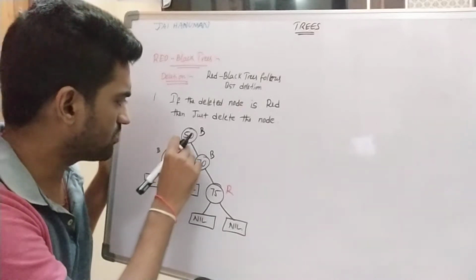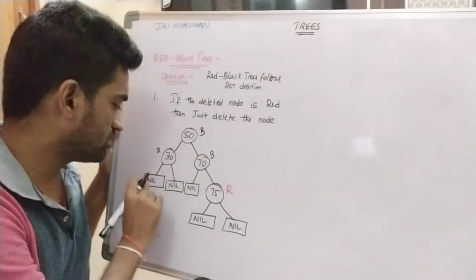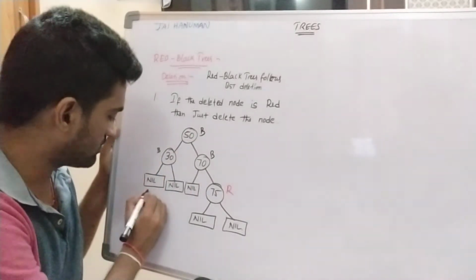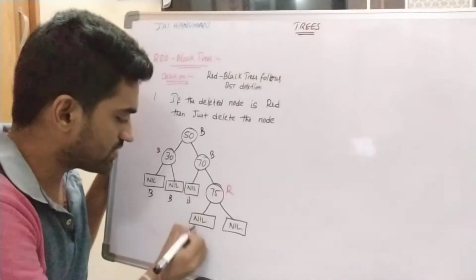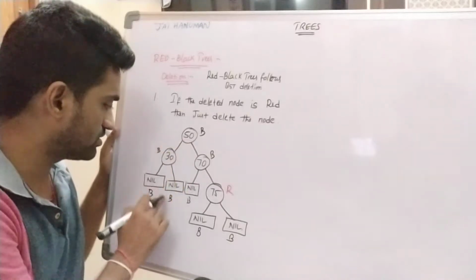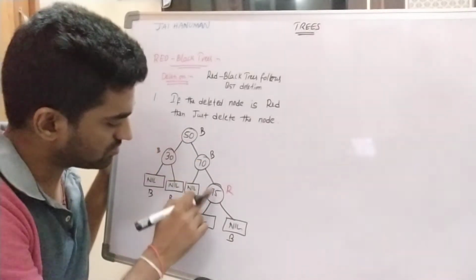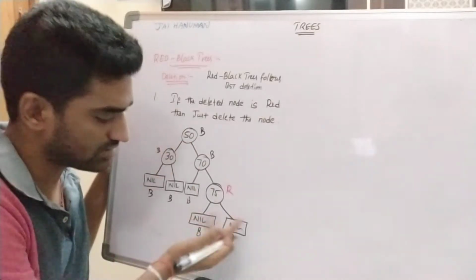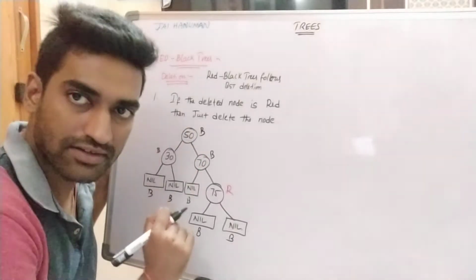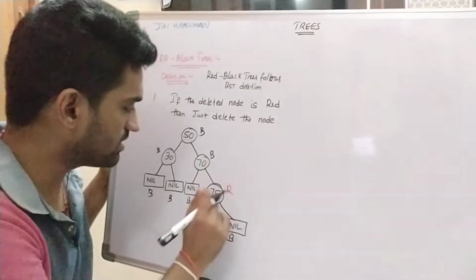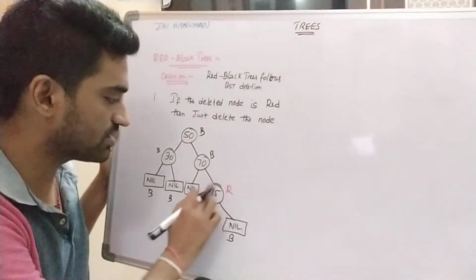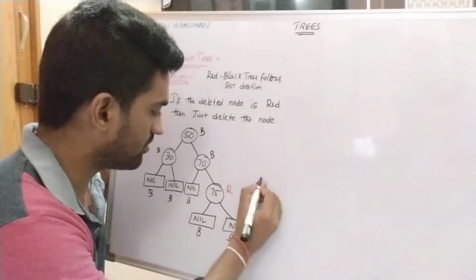Then each path from the root node to a null node contains an equal number of black nodes. 1, 2 for this path. Leaf nodes are always labeled black only. So 1, 2, 3 for each path. All the properties are satisfied by this tree, so this is a red-black tree. Now in this tree I want to delete a red node. If the deleted node is red, then just delete the node. Suppose I want to delete this 75.